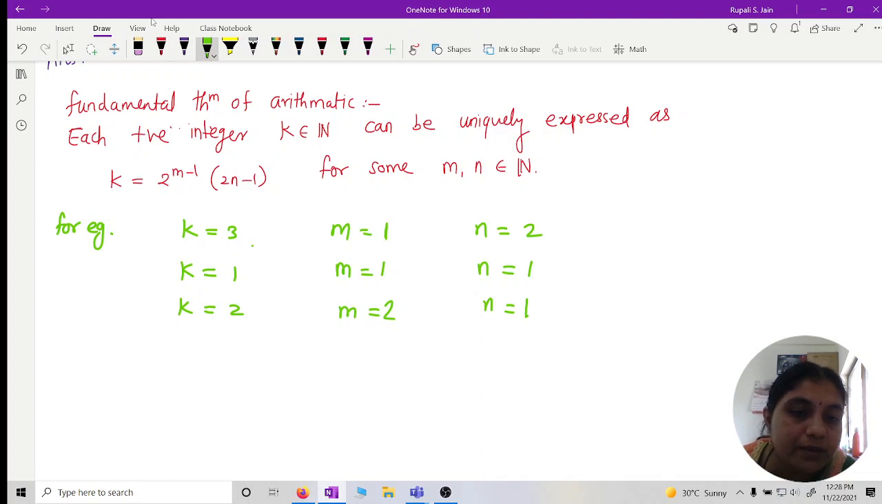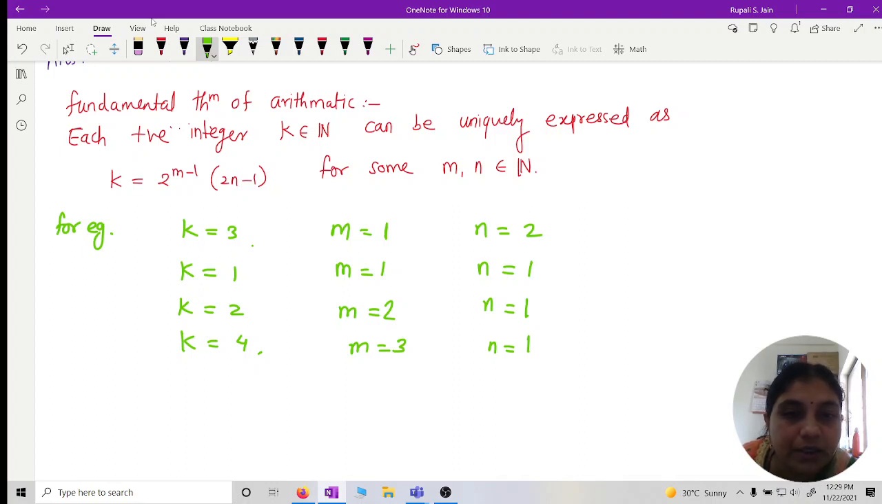Yes, sir. Now if k is equal to 4, what should be m and n? 4 means 2 squared, so m should be 3, n will be 1. Is that right? Yeah, like that.